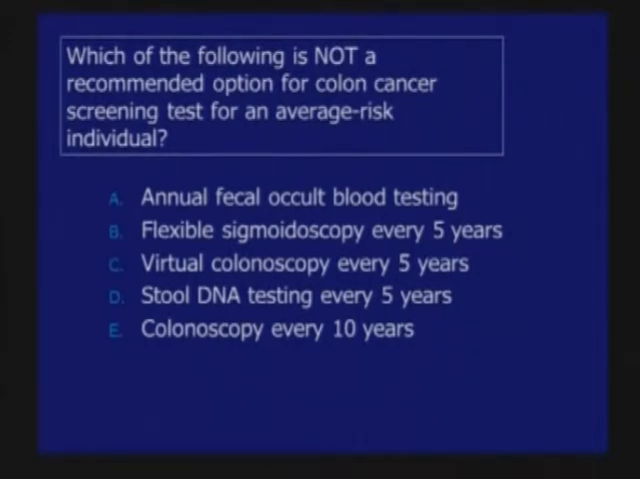Just think about these. We're going to come back to them at the end of the lecture and think about your answer. Which of the following is not a recommended option for colon cancer screening for an average risk individual? Annual fecal occult blood testing, flexible sigmoidoscopy every 5 years, virtual colonoscopy every 5 years, stool DNA testing every 5 years, or colonoscopy every 10 years.